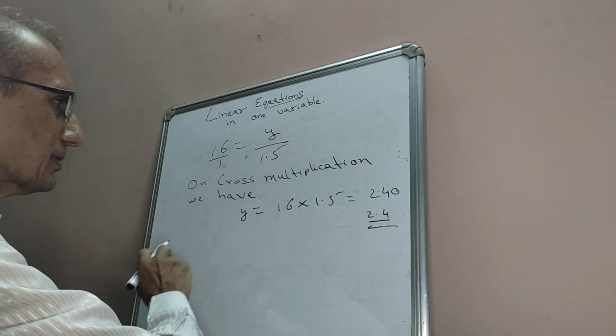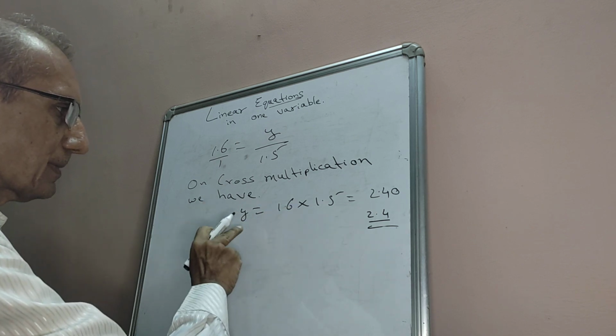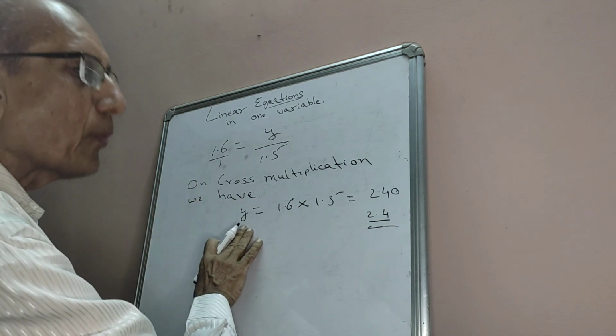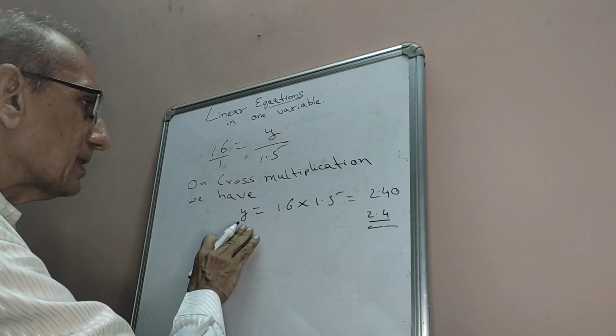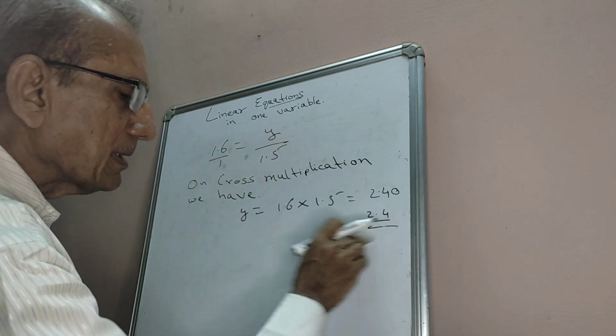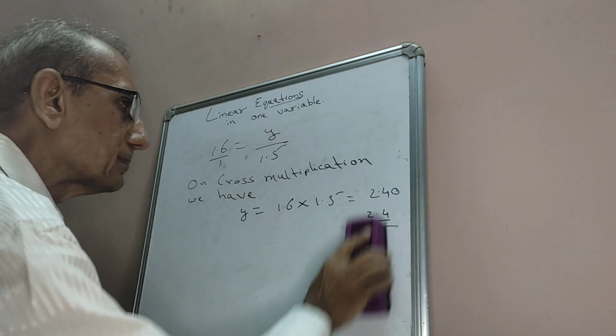So this was a linear equation. Okay? And y in y. So far we were having a variable x. So here the variable is y. It could be anything. Okay? So we need to find out the value of y. So we found the value of y is equal to 2.4. Correct? Next.